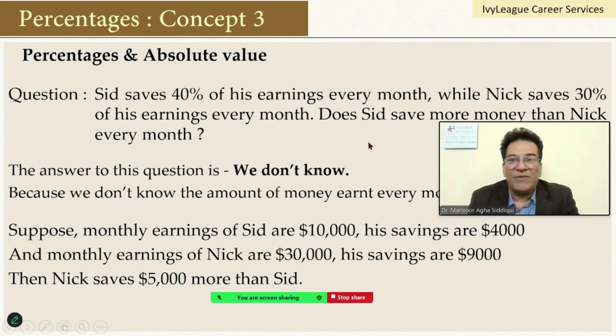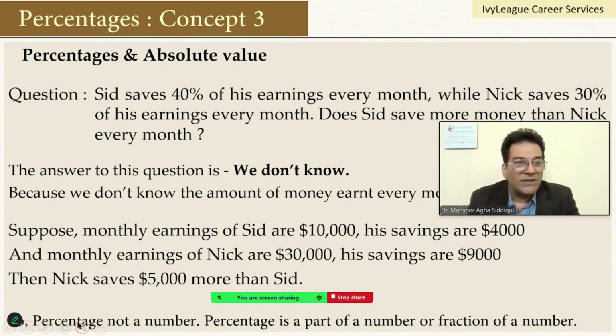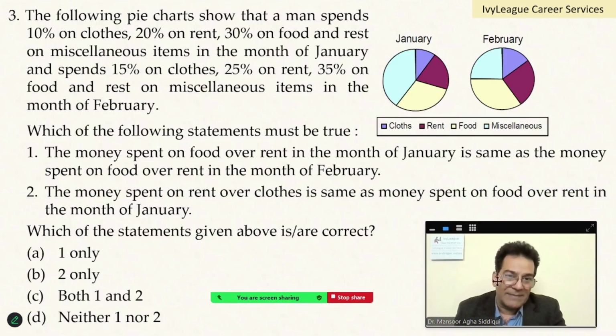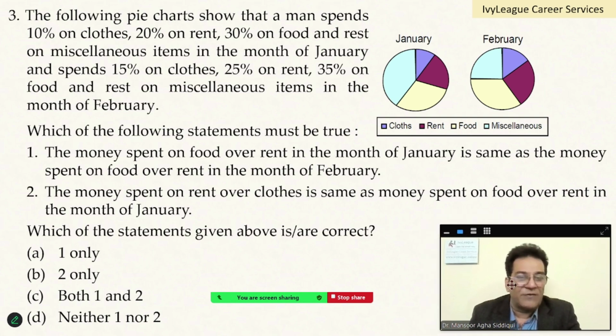The main point which I'm trying to make here is that percentage is not a number. Percentage does not have an absolute value. A percentage is part of a number, or it is a fraction of a number. Based upon this concept, which is not taught in schools, this particular question appeared in the exam when the CSAT was conducted for the first time.